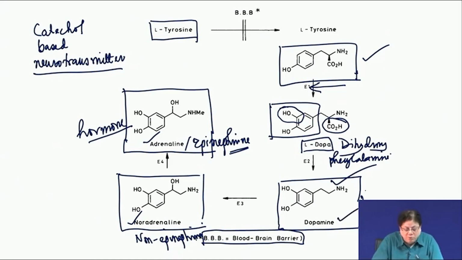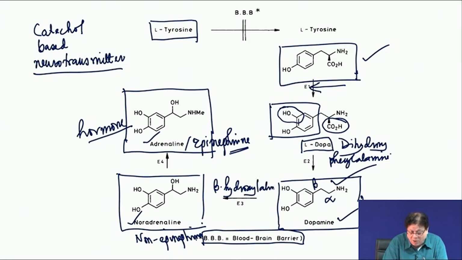Okay. And then dopamine undergoes another hydroxylation. This is the beta hydroxylation, because this is your alpha carbon from the starting amino acid, this is your beta carbon. So, you get beta hydroxylation. Once you get beta hydroxylation, that gives you what is called noradrenaline or norepinephrine, and then that undergoes a methylation, the amine gets methylated, and so it becomes NHMe, that is what is called adrenaline.